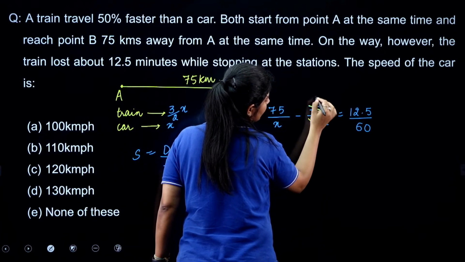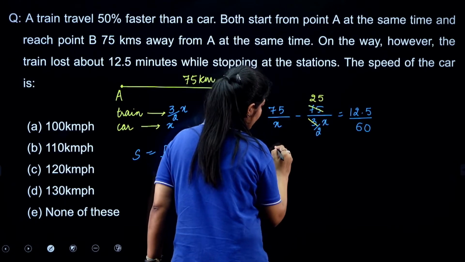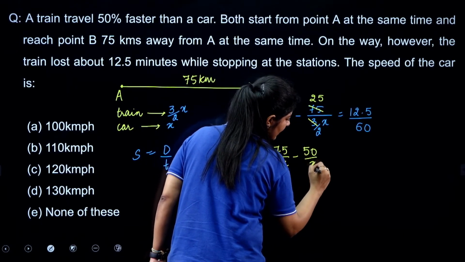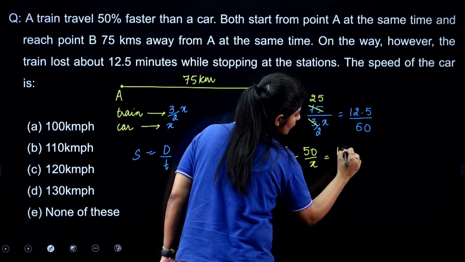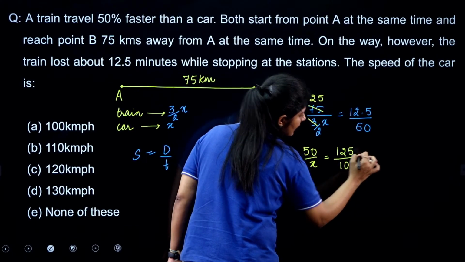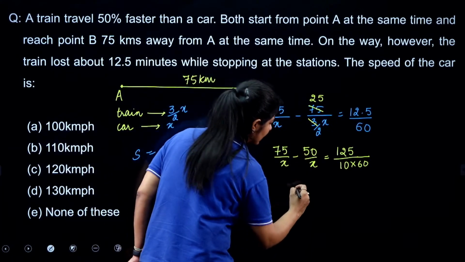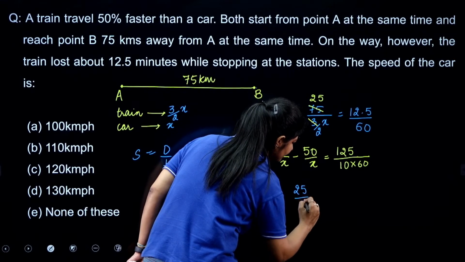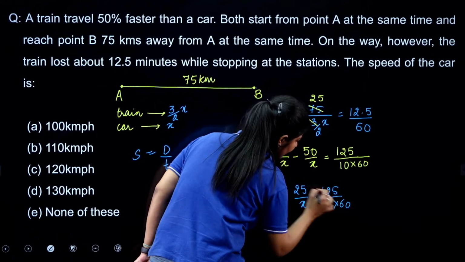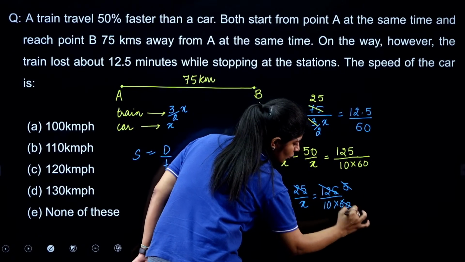So we can eliminate this with the help of 3, and here we will get 25. This 2 is transferred over here, and we will get 75 by x minus 50 by x, right? And this is equal to 125 divided by 100 into 60. Now, as we subtract these two, we will get 25 by x equals 125 by 100 into 60. Now we can cancel out these two, and here I'll get 5, here I'll get 12, right?